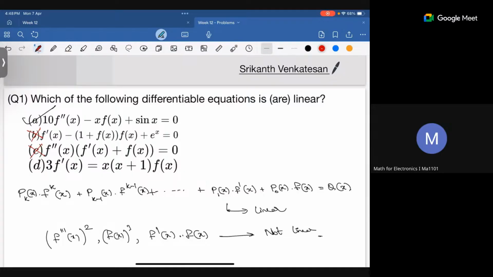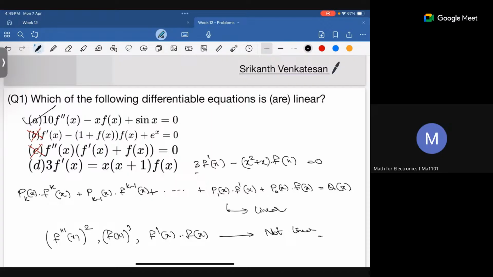What happens to option D? Option D will have (3f'(x) minus (x square plus x)) f(x) is equal to 0. So if you see, 3 is p1(x), and minus x square minus x is p0(x). Every other pk is zero and q of x is also 0. So it is linear.